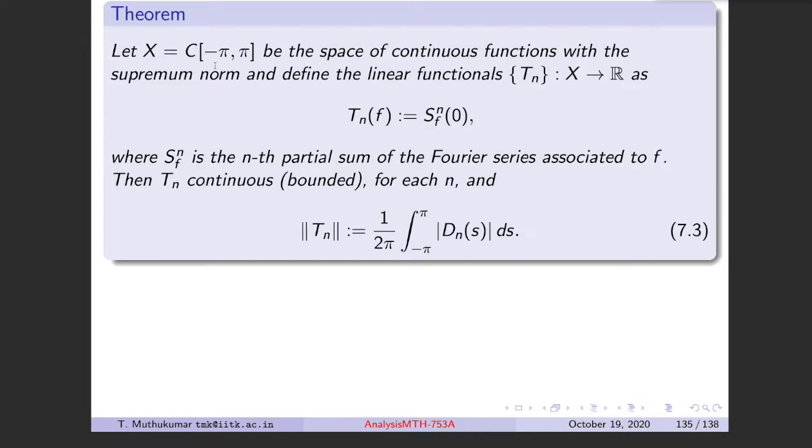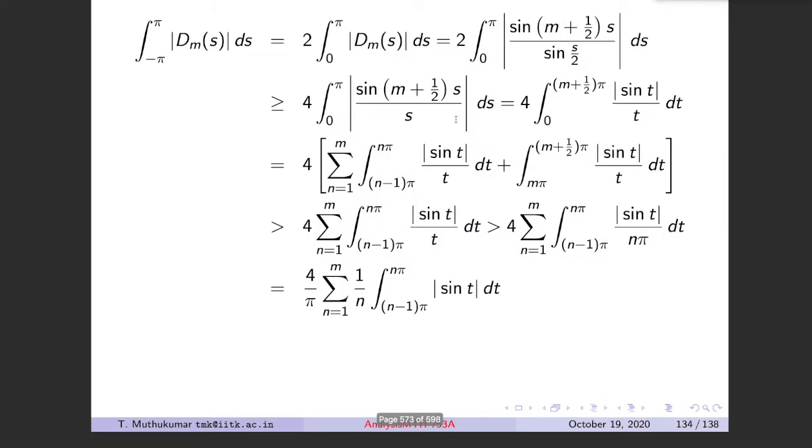So if you take the space of continuous functions with the supremum norm from minus pi to pi, you define this linear functional Tn from X to R. How do you define it? It is the value of the partial sums of the Fourier series evaluated at 0. We defined this some time back. Wherever you had s, put s equal to 0. Basically, the exponential will be 0, so what you are left with is just the summation.